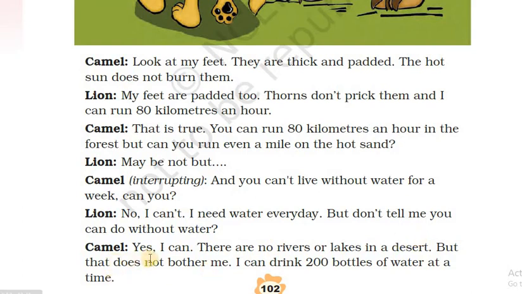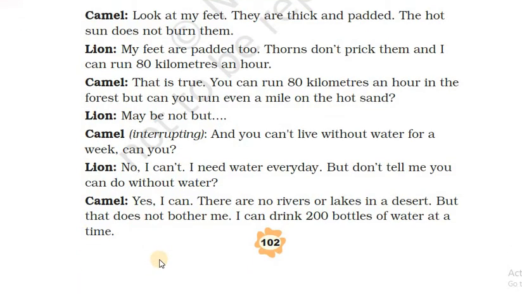Camel says, yes, I can. I can live without water. There are no rivers or lakes in a desert, but that does not bother me. I can drink 200 bottles of water at a time. Camel is telling to the lion that yes, I can live without water for many days because there are no rivers or lakes in a desert. But that will not affect me. That does not bother me, right? I can drink 200 bottles of water at a time.